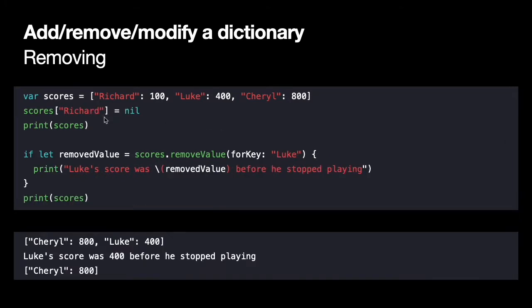We can remove an old value for a particular key by just setting its value to be nil. In this case, we are removing the value for the Richard key, which will result in our scores dictionary only having 2 key value pairs.